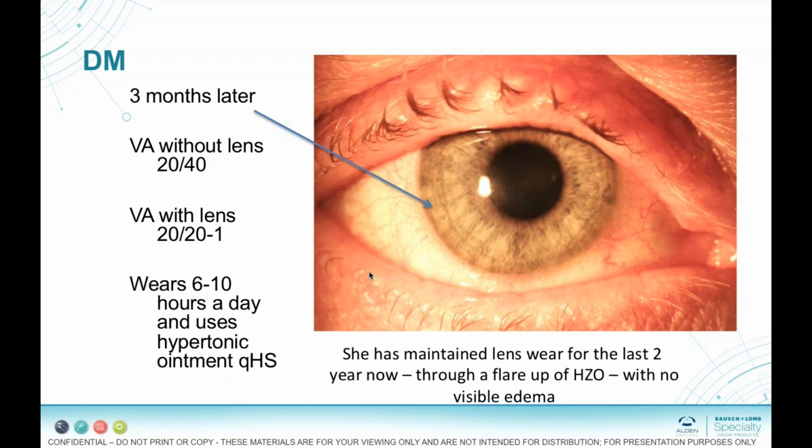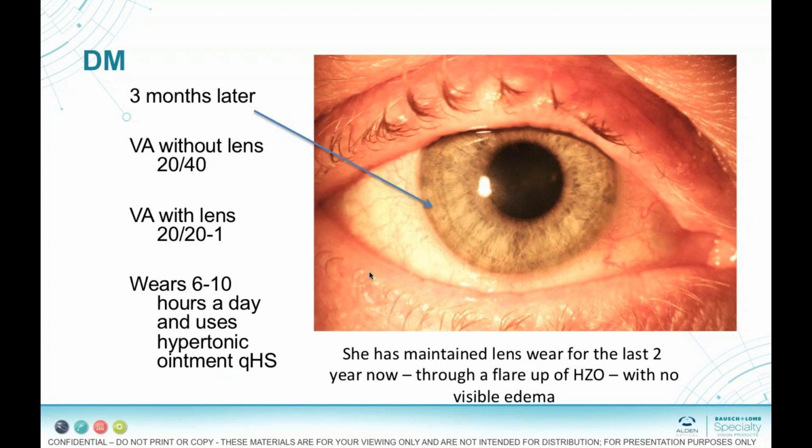Coming back 3 months later, again without her contact lens, her vision's 20/40. With her contact lens in, with the scleral, she's 20/20 -1. And you can see how clear her cornea looks at this point. There's still a touch of central haze there just from this chronic epitheliopathy, but it's not the type of haze that's going to keep her from seeing well.